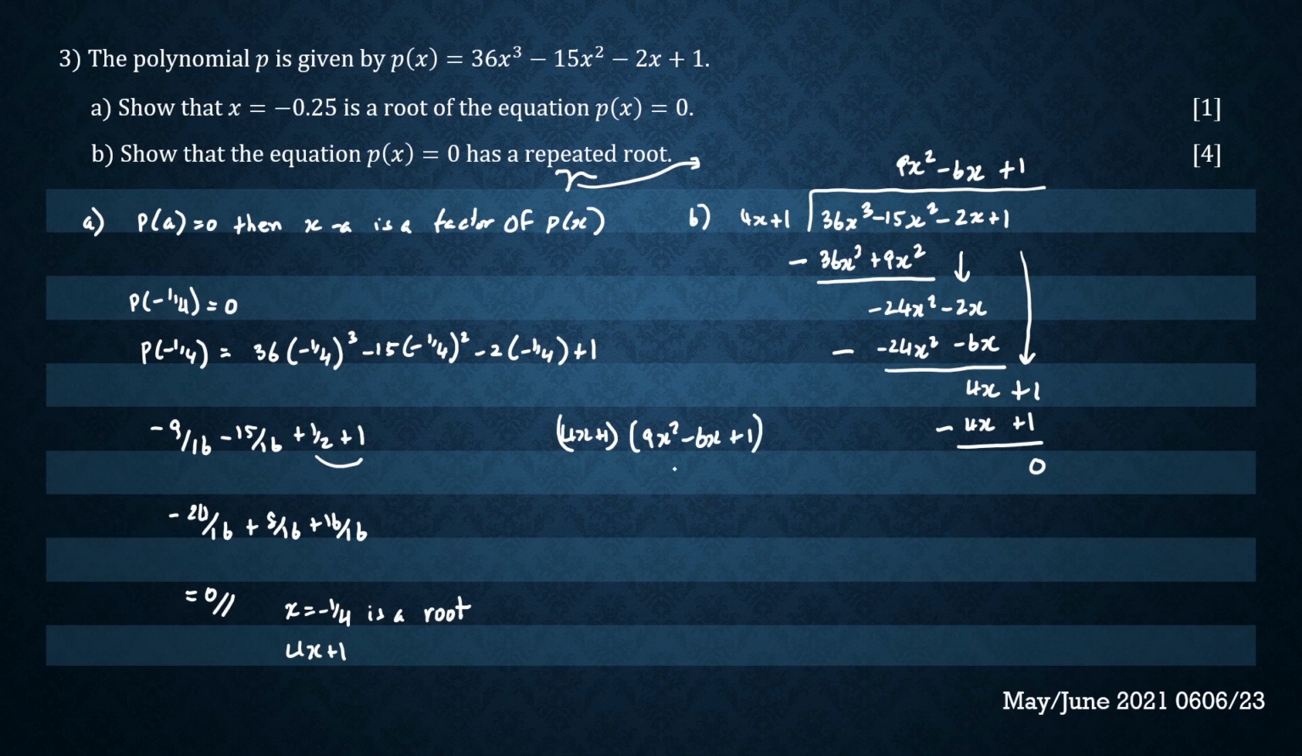So we'll factorize this quadratic factor. We have 4x + 1, and this will be (3x - 1)(3x - 1). So this is your repeated factor here. So that will give the repeated root 1/3. And from the linear factor, as we saw, that is -1/4. So this is your answer.